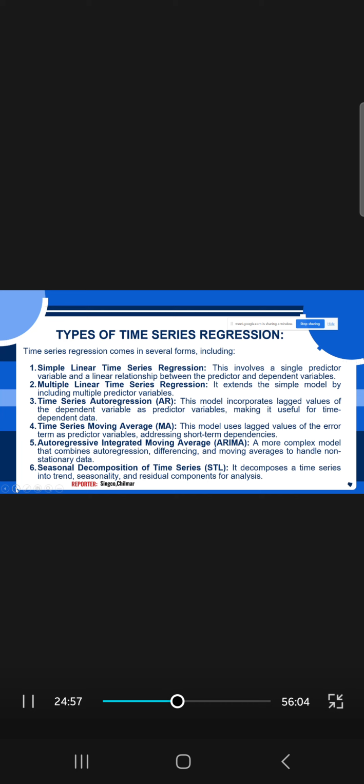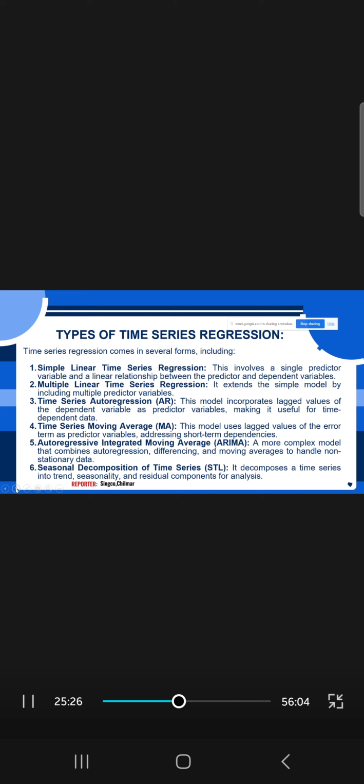So in a simple explanation, simple regression is a useful technique for modeling the relationship between two variables over time. However, it is important to be aware of the limitations of the technique before using it. So next is multiple linear time series regression. It extends the simple model by including multiple predictor variables.